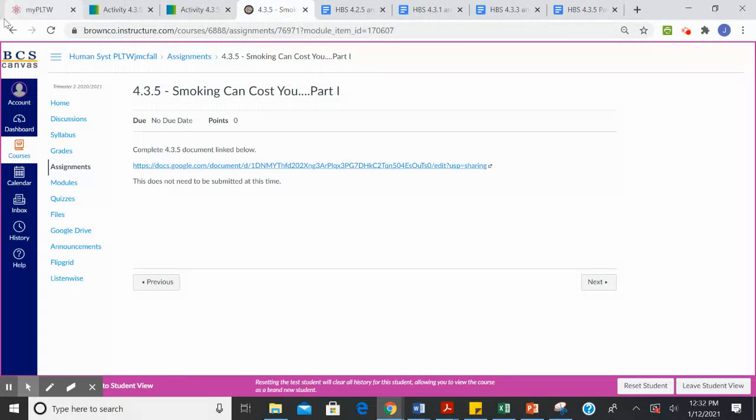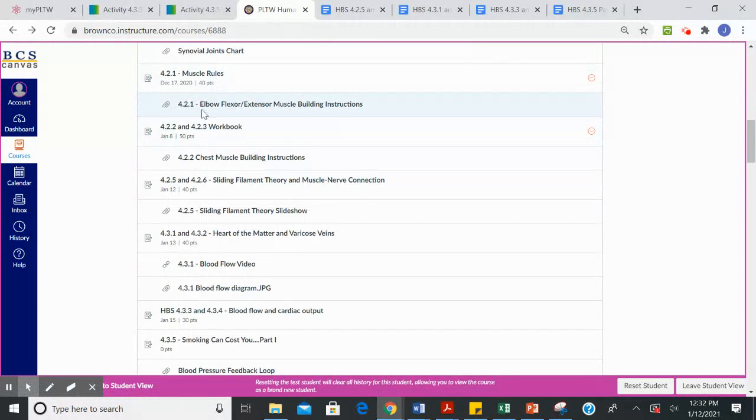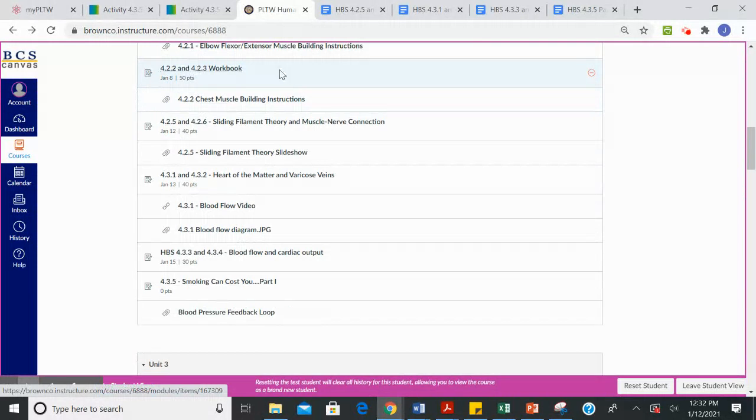Once again, just make sure you get caught up on all of your grades and that you're getting things turned in. Like I said, these are all the things we've done since break: the 422, 423 muscles, the sliding filament theory and muscle nerve connection, the heart of the matter and varicose veins. All those things should have been done up through today. The blood flow and cardiac output is due Friday, and then this will be due closer to the end of next week because there's more stuff. So there's no due date or even a place to submit it yet because we're going to add to that. So that's it, and I will see you in class.